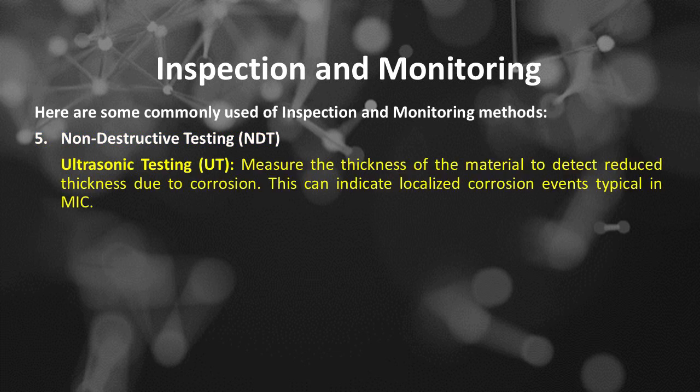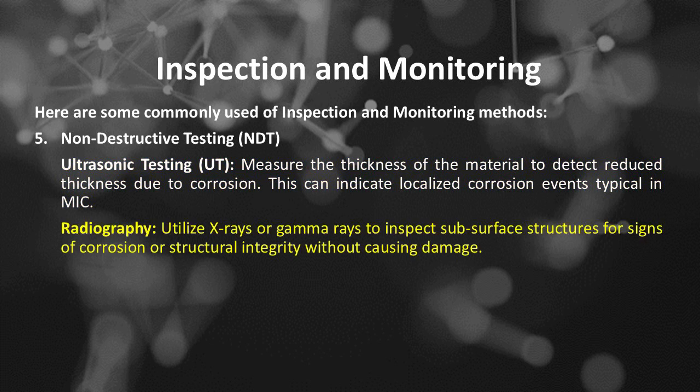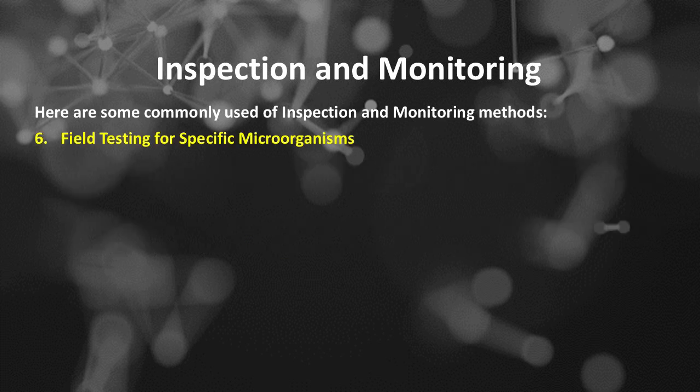Ultrasonic testing, or UT: measure the thickness of the material to detect reduced thickness due to corrosion. This can indicate localized corrosion events typical in MIC. Radiography: utilize X-rays or gamma rays to inspect subsurface structures for signs of corrosion or structural integrity without causing damage. Number 6 is field testing for specific microorganisms.